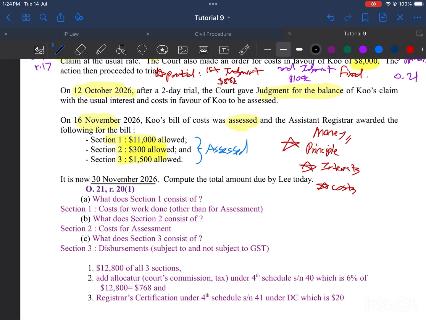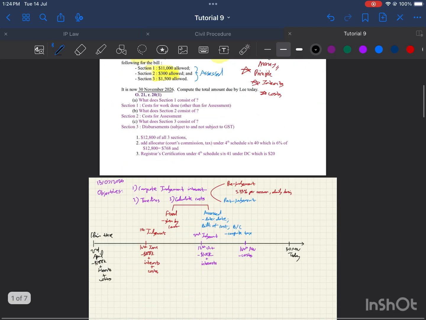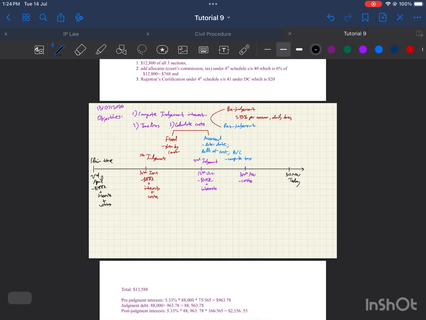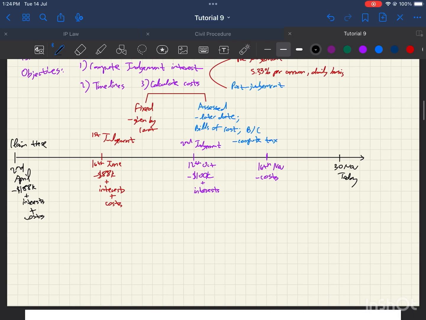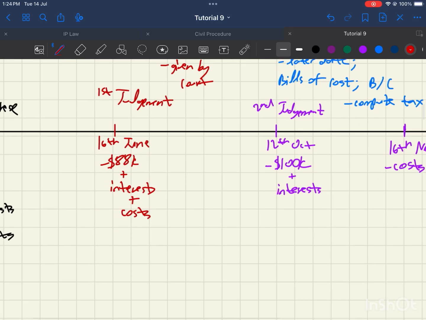Why do I say that? If you read the question, it is now 30 November. Compute the total amount due by Lee today. So without further ado, let's get started. Let's zoom in on to the first judgment.